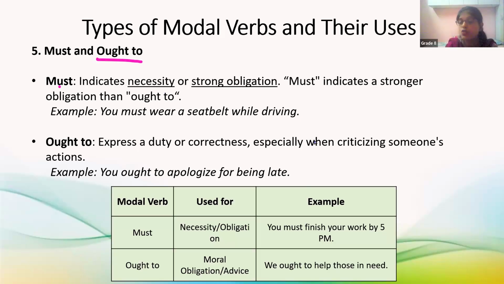We must listen to our elders. We must follow rules. So it is a very strong indicator of a very strong obligation. On a scale of 1 to 10, we will put must at the top. Very strong obligation, necessity. If you have a choice between must and ought to, remember must is stronger, ought to is lesser.